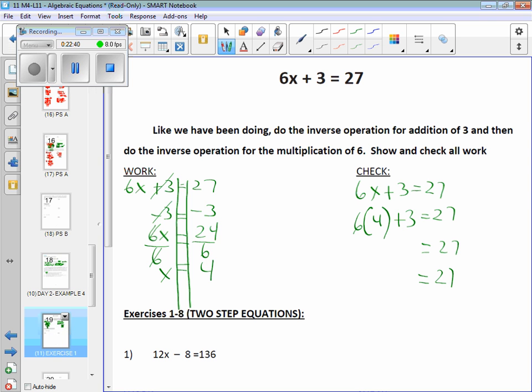Let's do order of operations. What do you do first? 4 plus 3 or 6 times 4? 6 times 4. You got lost in the moment, didn't you? 6 times 4 is what, my friend? 24. Well, watch what I do. Bring down my survivors. 24 plus 3 is 27. Everything works out. This is true.